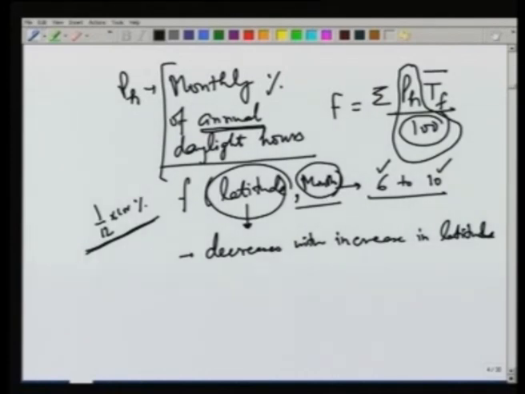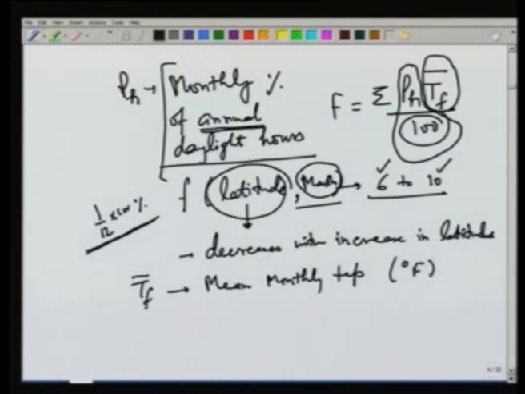Summer it will be higher, and at 0 degree latitude this will be higher. So, this fraction p_h, and then we have this T_f bar. So, multiplication of p_h and T_f bar is summed up over all the months, then we get F. T_f is the mean monthly temperature, and it was used in degree Fahrenheit in the original equation. So, we will keep that degree Fahrenheit.